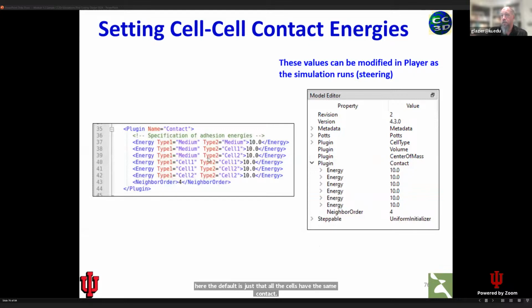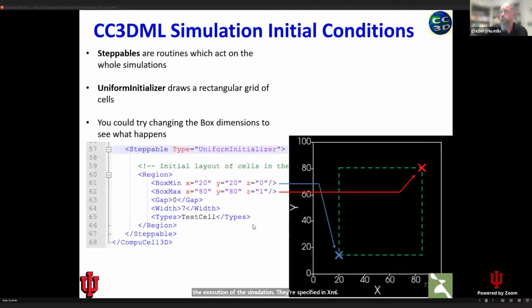Okay, and that's here. And if you look in player, all of the things in the XML are going to be on the upper left-hand corner under Model Editor in player. And you can actually change any values in that as the simulation is running. So you can actually change the parameter values during the execution of the simulation if they're specified in XML, which is quite powerful. And we'll come back to that later.